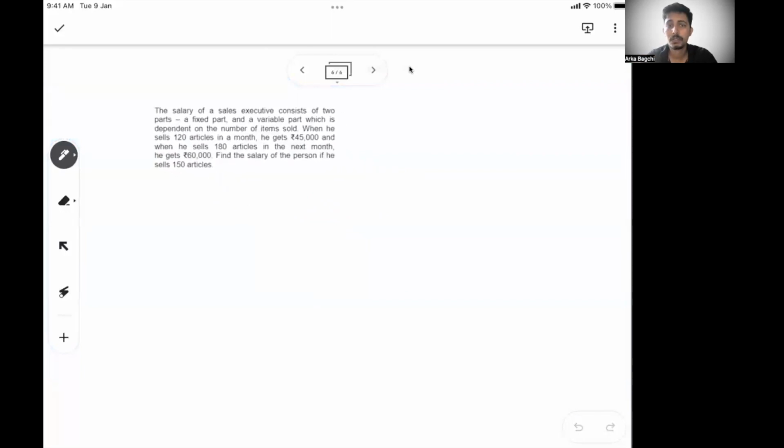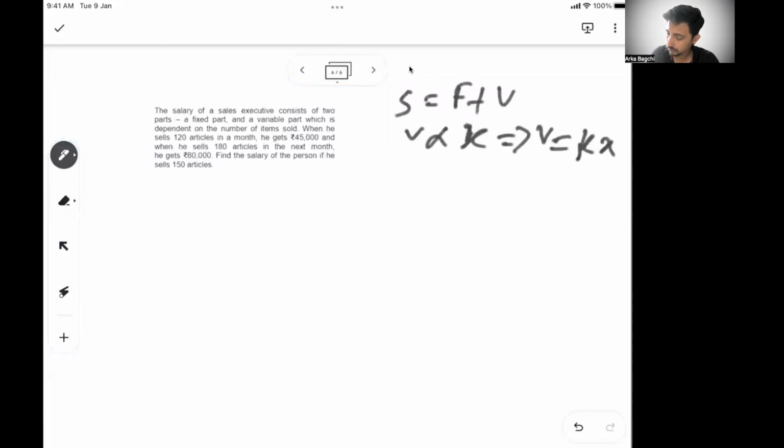Last problem for the day. They said the salary of an executive consists of two parts, a fixed part and a variable part. So salary is fixed plus variable, which is dependent on the number of items sold. The variable part is proportional to the number of items sold. So let's say the person sold x items. So V equal to Kx, where K again is the constant. So can I say salary is then fixed plus Kx, where x is the number of items sold.